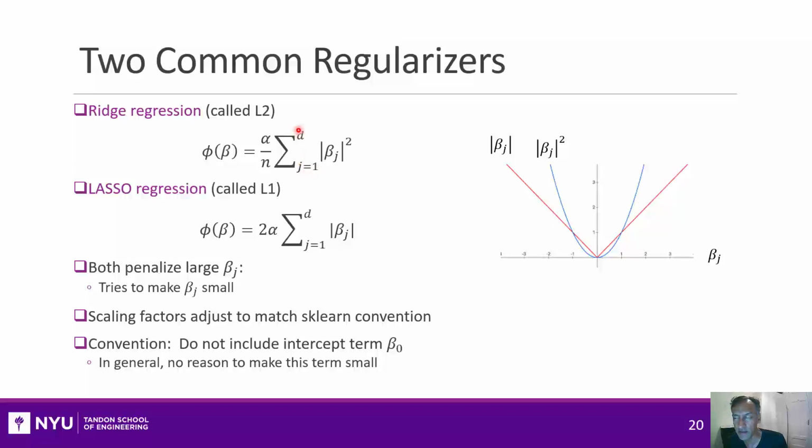The beta 0 term is not included, and that is intentional. In general, you do not want to regularize the bias term because it's related to the average value of y, and you want to leave that unconstrained.